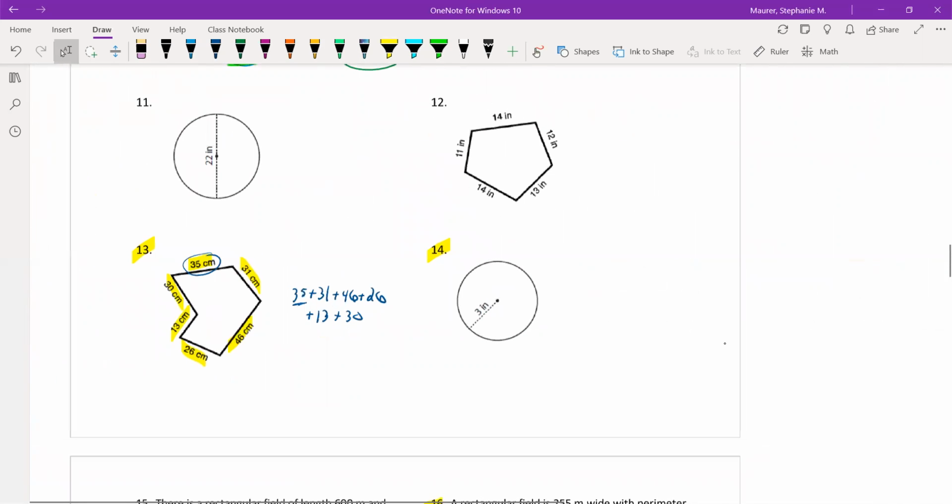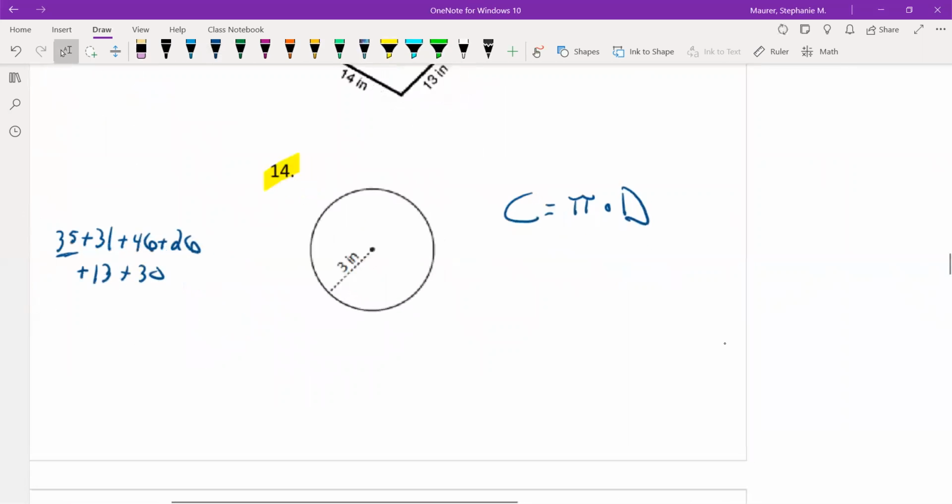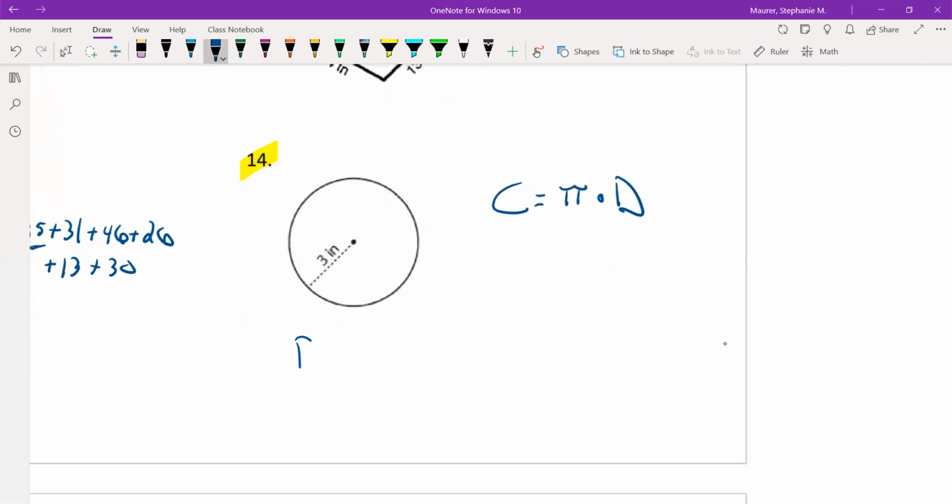Now, as far as the circumference problems go, 11 and 14 would be circumference problems. A reminder, you will have the formula on the test, in which case circumference equals pi multiplied by diameter. Now, number 11 is a nice one because they actually do give us diameter. From one side to the other, they tell us that it's 22 inches. But 14 does not give us diameter.